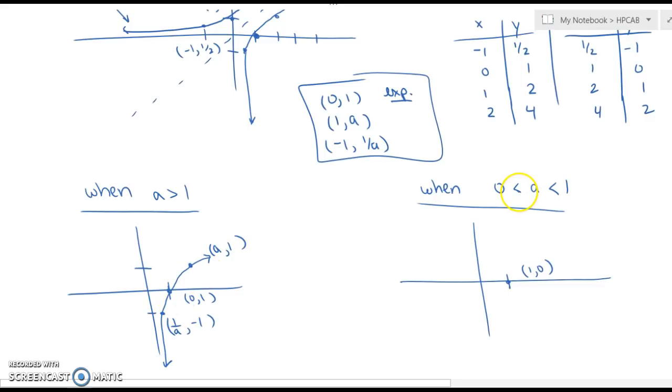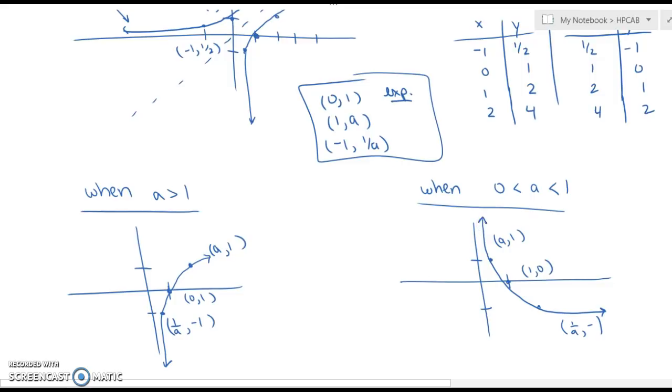Now keep in mind that a is a fraction. So we'll still have the point a comma 1, but because a is between 0 and 1, it's going to land somewhere in between 0 and 1 on the x-axis, and it'll be up here at 1. So a comma 1 is still on the graph, it's just to the left of 1 comma 0 now. And then the other point, 1 over a comma negative 1, will be to the right of 1. Hopefully that makes sense, because if you have a fraction like 1/2 and you do the reciprocal, it's going to end up somewhere to the right of 1 on the x-axis. So my graph kind of looks something like this.